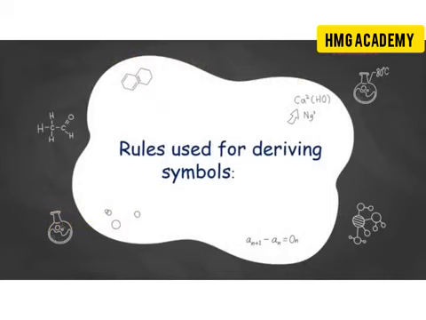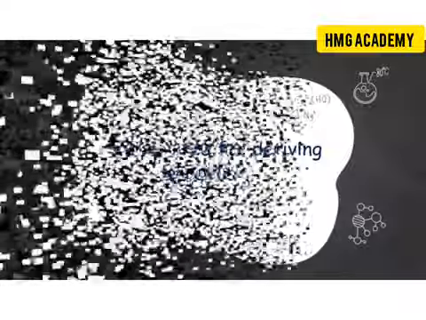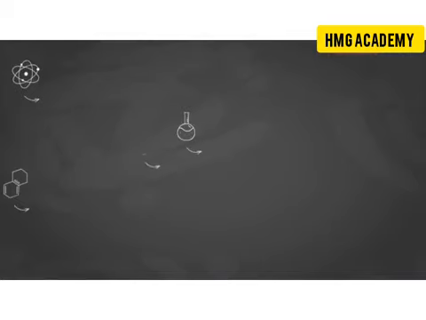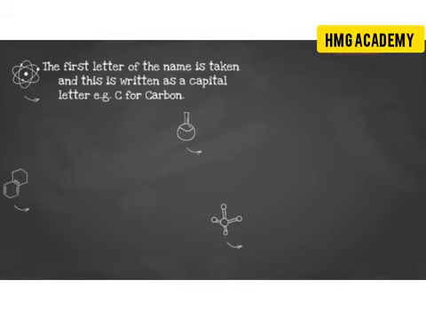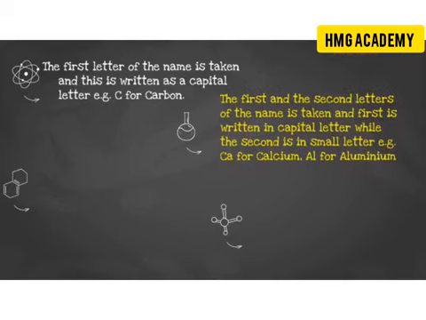Rules for deriving symbols. The first letter of the name is taken, and this is written as a capital letter, e.g., C for carbon. The first letter and the second letter of the name is taken, and the first is written in capital letter while the second is in small letters, e.g., Ca for calcium and Al for aluminium.